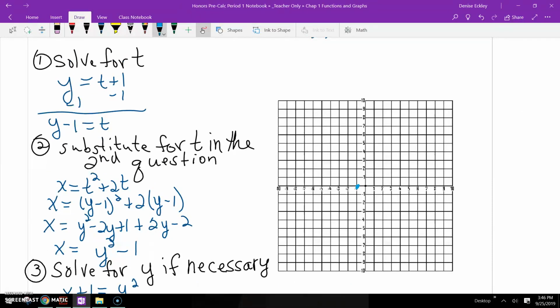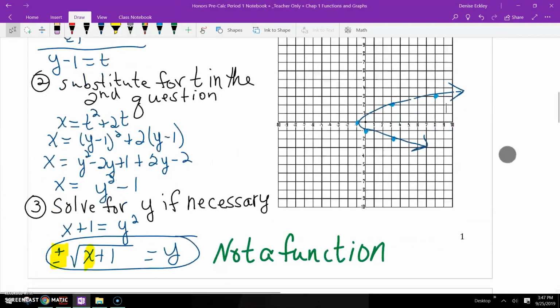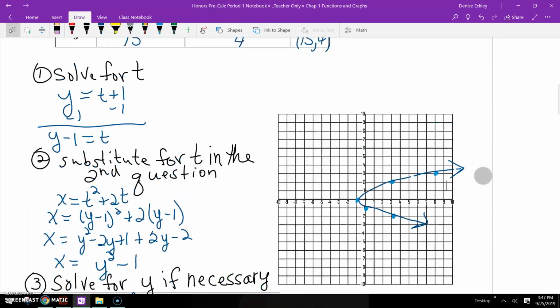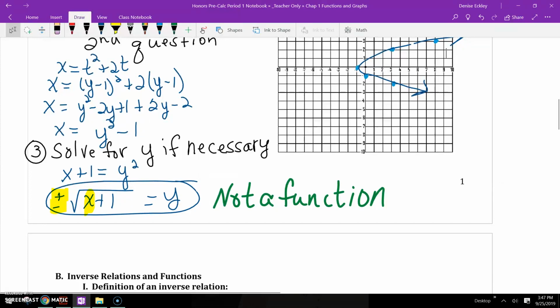And then I have a point at 3, 2. And I also have a point at 0, negative 1. And I have one at 3, negative 2. And I have a point at 8, 3. And the other point I won't be able to get on because it's off the graph. But that's all right. This gives me a sideways parabola. And as I stated earlier, this is not a function. So that's how you change a parametrically defined equation into an xy algebraically defined equation.